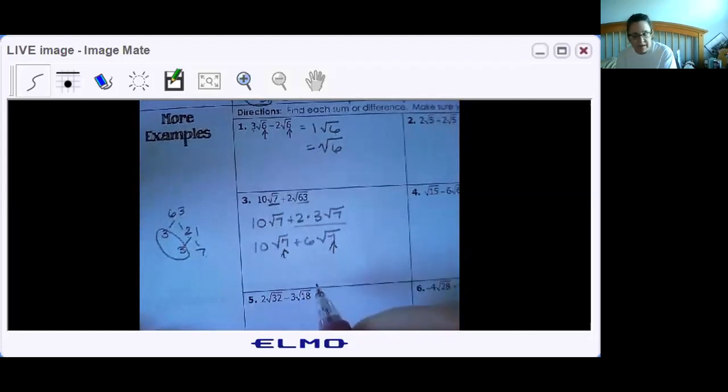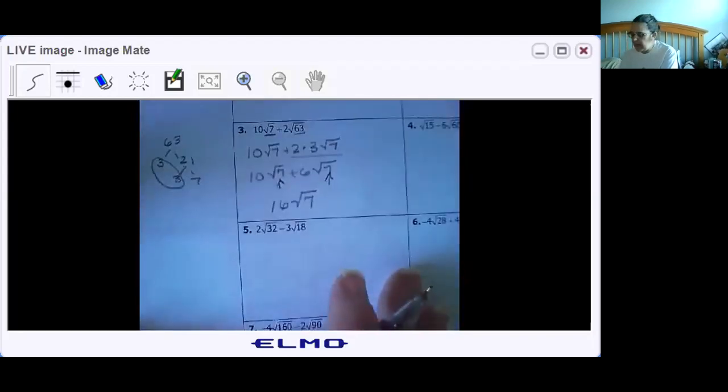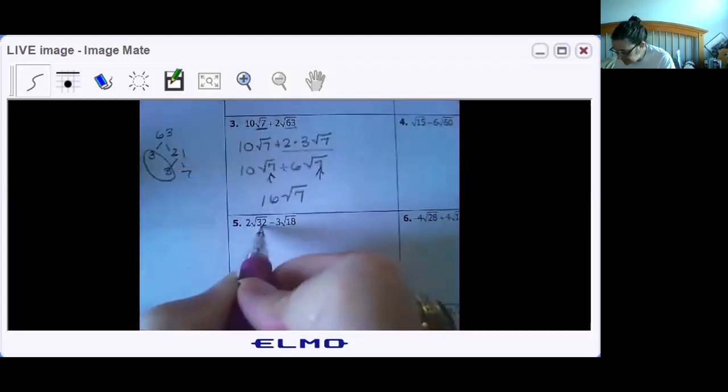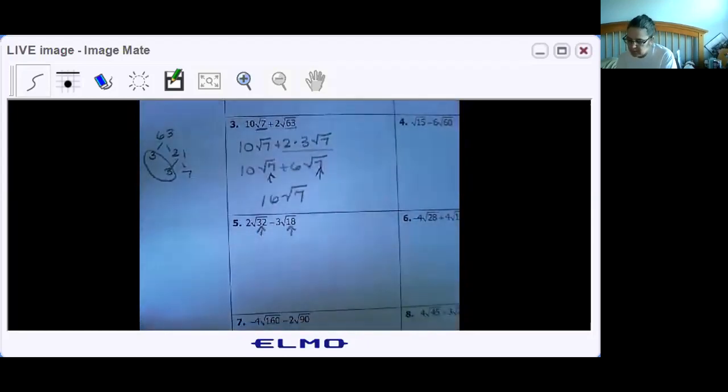Our square roots match. So now this becomes 10 plus 6, which is 16, times the square root of 7. Now, as we progress here, we're getting a little harder every time. So let's look at number 5. Number 5 is a little bit more difficult because I have the square root of 32 and the square root of 18. So the first thing I'm going to do is my square root of 32.